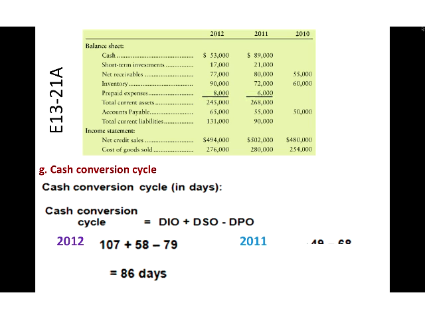Okay, in 2011, we would have had 67 days. So in 2011, it took us 67 days on average to convert a sale into cash. In 2012, that's stretched out to 86 days. So this is pretty significant deterioration again, because we want to collect cash as quickly as possible.